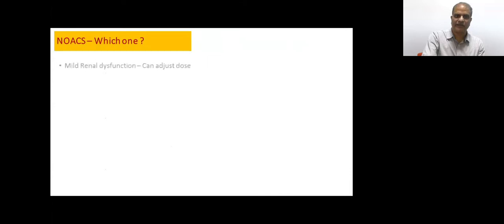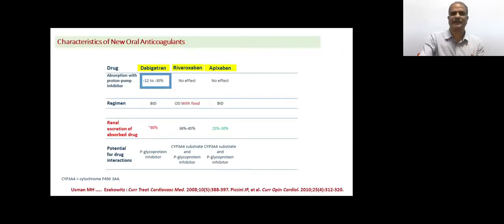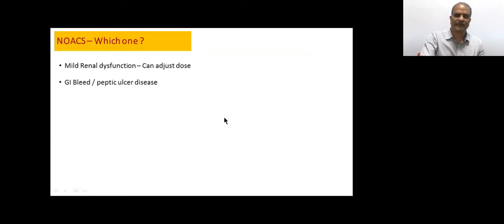So when you choose a drug, in patients with renal impairment, you should not give dabigatran. If there is mild or moderate renal impairment, you can give apixaban with a dose adjustment, because apixaban and rivaroxaban have less renal excretion, especially apixaban. Okay, so that is one thing. In a patient with GI bleed or peptic ulcer disease, it is better to avoid novel anticoagulants, because they can cause more GI bleed. If you're using a proton pump inhibitor, again, don't use dabigatran, but you can use either rivaroxaban or apixaban.